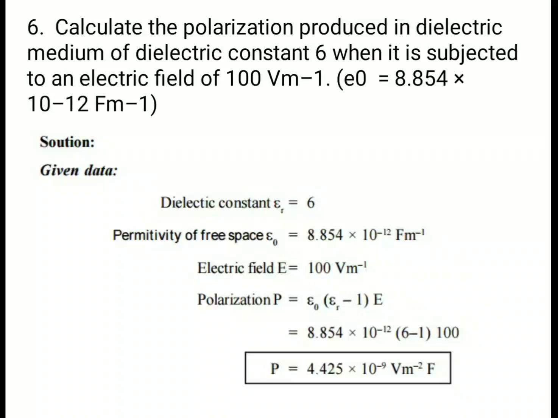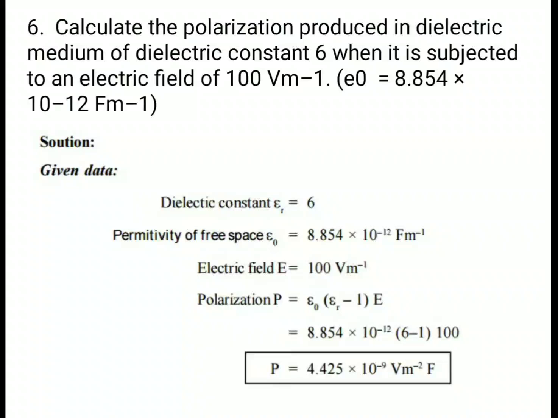Polarization P is equal to epsilon naught into (epsilon r minus 1) into E. Now substitute the values of epsilon naught, epsilon r and E. Finally we get the polarization P is equal to 4.425 × 10^-9 farad volt per meter square. So this is the solution of the problem, polarization.